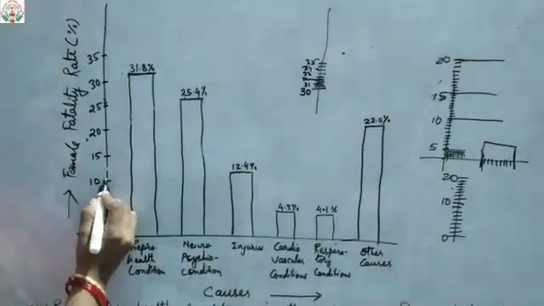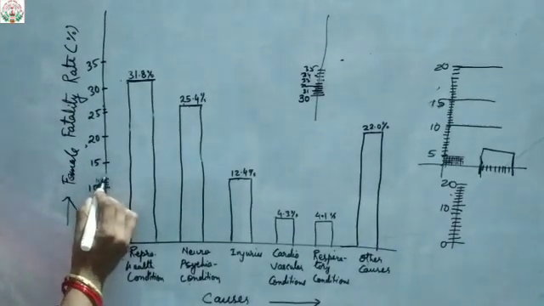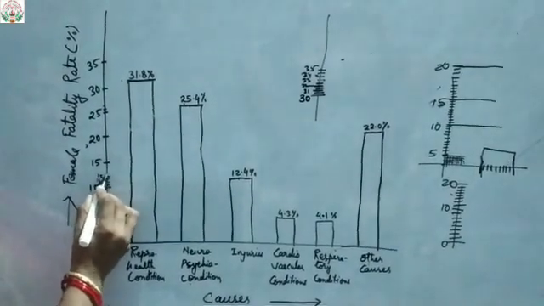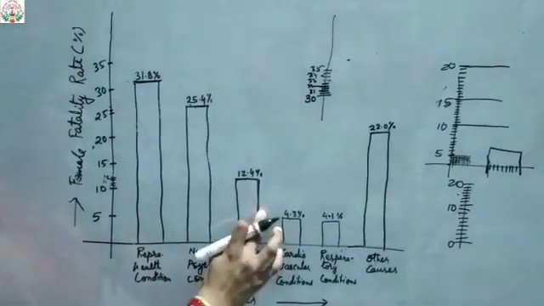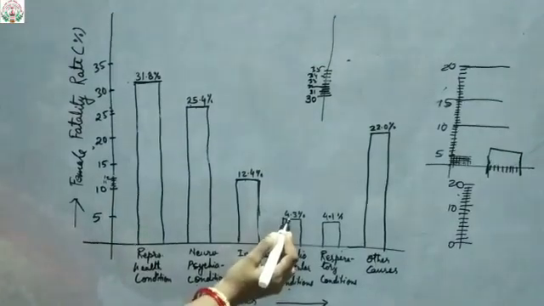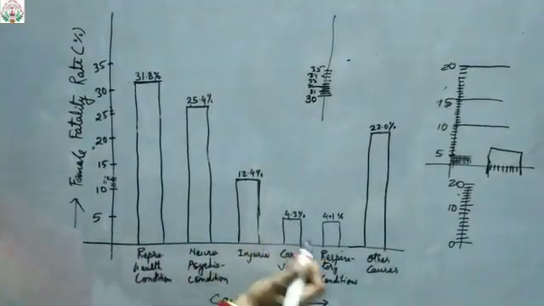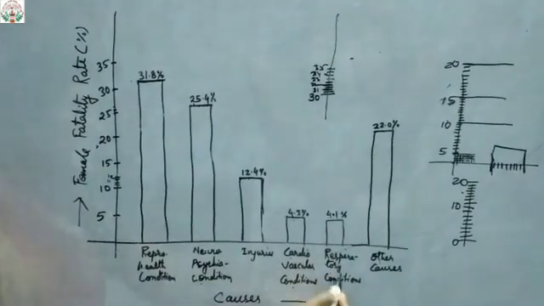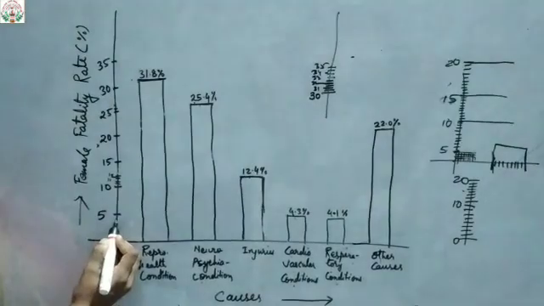12 means between this 1, 2, that is 11. Then 1, 2, 12. So 12.4. Likewise draw the line. And then the next one, cardiovascular conditions. In that, 4.3 means less than 5, so somewhere here. Likewise. And then respiratory conditions, 4.1 means below 5.